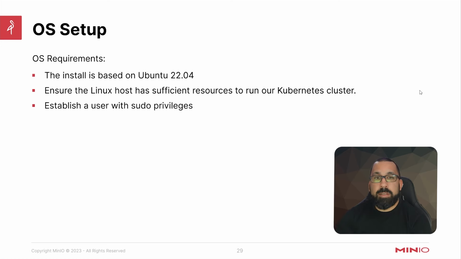First, the OS requirements. This is based on Ubuntu 22.04. If you choose another installation method, your commands may vary, so please take that into account. Also, you need to ensure that the Linux host has sufficient resources to run the Kubernetes cluster. As before, we recommend 8 vCPU and 16 gigs of RAM, and also a user with sudo privileges is required in order to run a lot of these install steps.